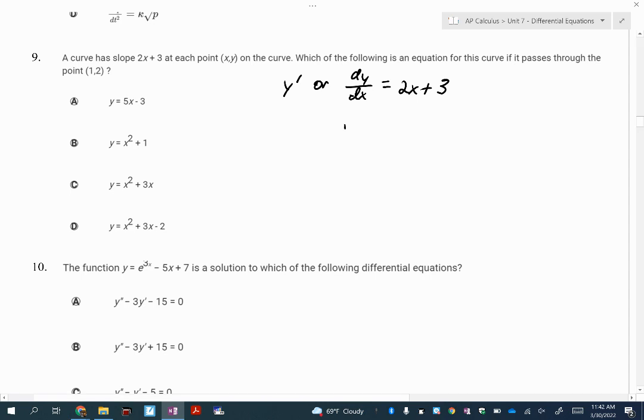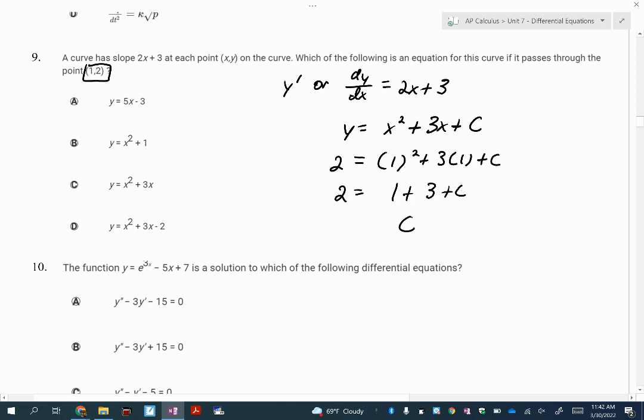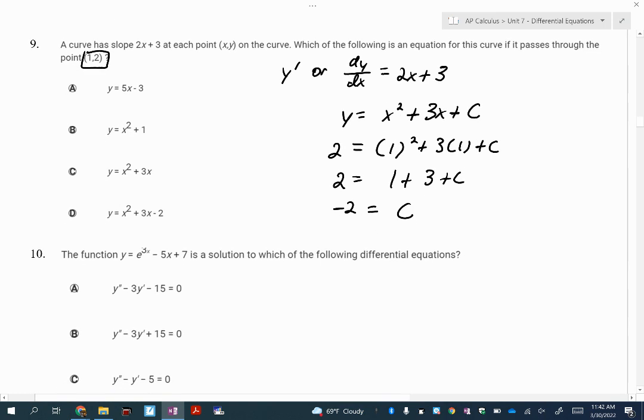So I'm actually going to do the antiderivative to find y. The antiderivative of 2x is x squared. Antiderivative of 3 is 3x. I'm going to put plus c. To find that c, I'm going to plug in 1 for x, and 2 for y. Then solve for c. So I got 1 plus 3 plus c, so that's 4. So 2 minus 4 is going to be negative 2. So the answer is x squared plus 3x minus 2.